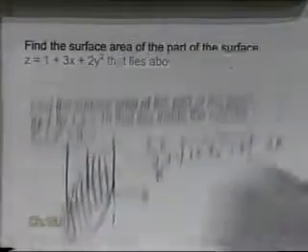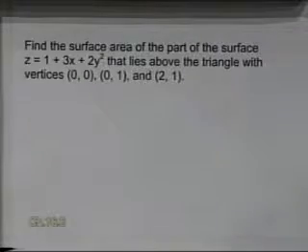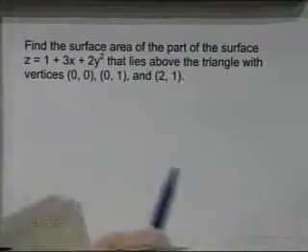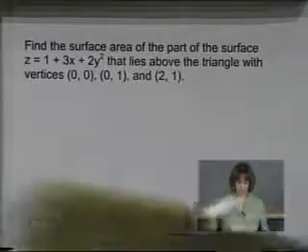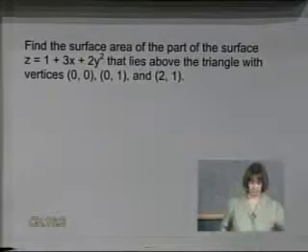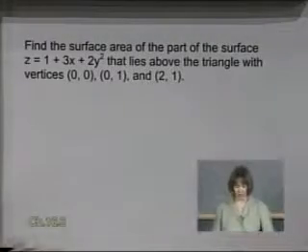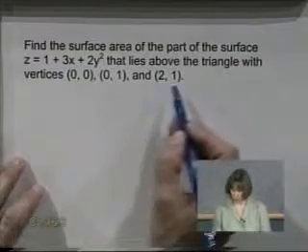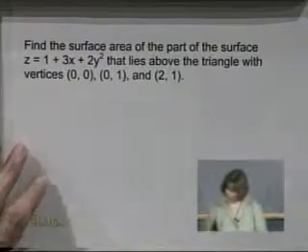Okay? All right, we got another one. Next one we want is find the surface area of the part of the surface z equals 1 plus 3x plus 2y squared that lies above the triangle with vertices 0, 0, 0, 1, and 2, 1. Okay?